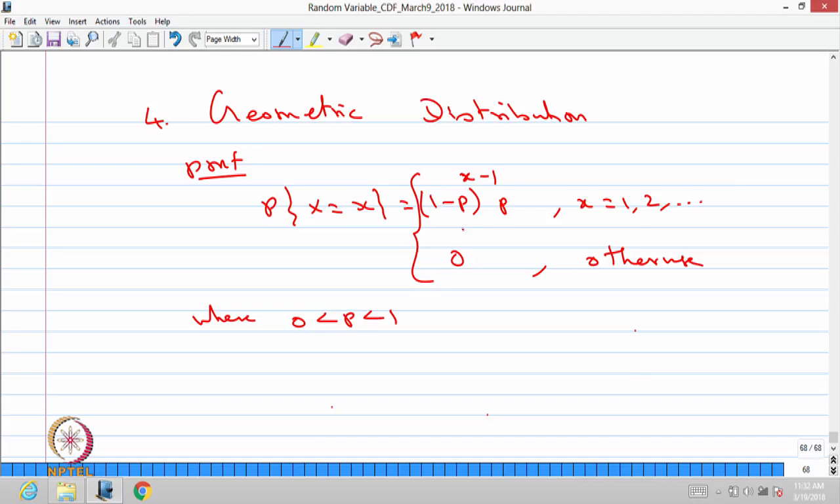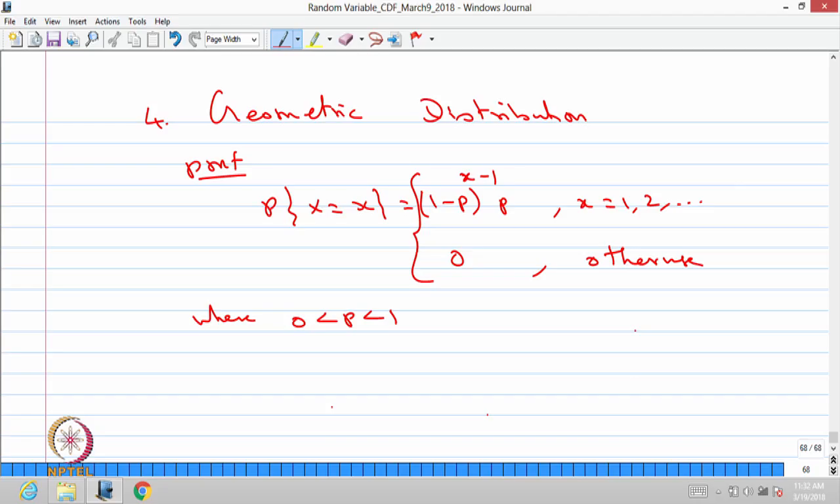This capital X is nothing but the trial in which you are getting the first success. That probability is: you are not getting the success x minus 1 times, and in the xth trial you are getting the first success. Therefore, it is (1 minus p) power x minus 1 into p. All are consecutive and all the Bernoulli trials are independent. So, whenever you have a sequence of independent Bernoulli trials, the first success in the nth trial becomes the geometric distribution.